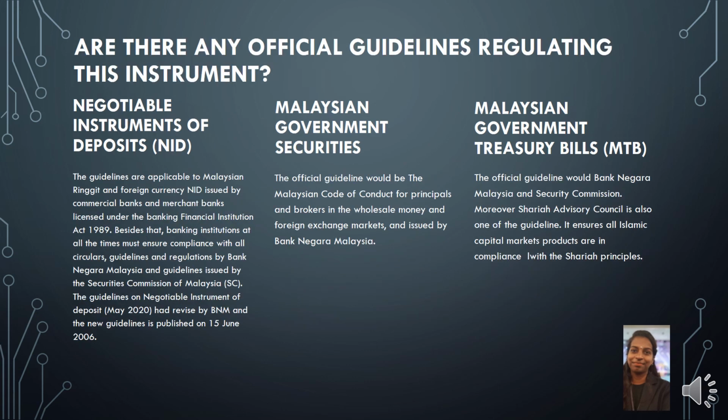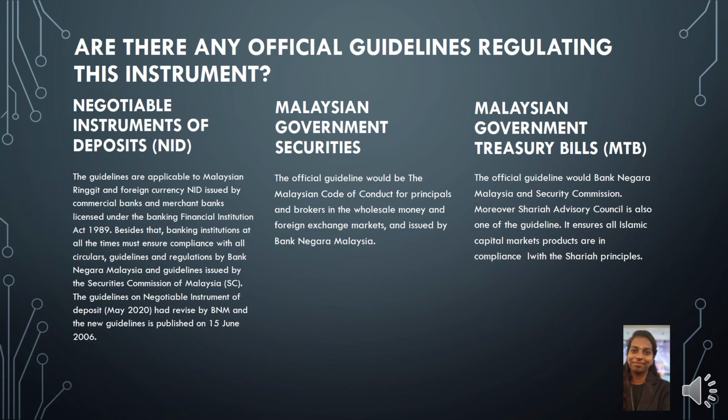Then next, is there any official guideline regulating this instrument? Finally, the guidelines that are applicable are: ringgit and foreign currency NID issued by commercial banks and merchant banks licensed under the Banking and Financial Institutions Act 1989. The banking institution also must ensure compliance with all circulars, guidelines and regulations by Bank Negara Malaysia and guidelines issued by the Securities Commission of Malaysia.